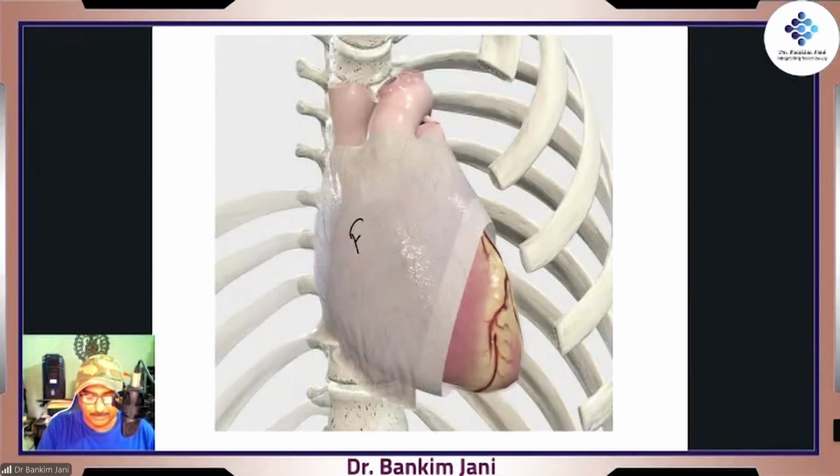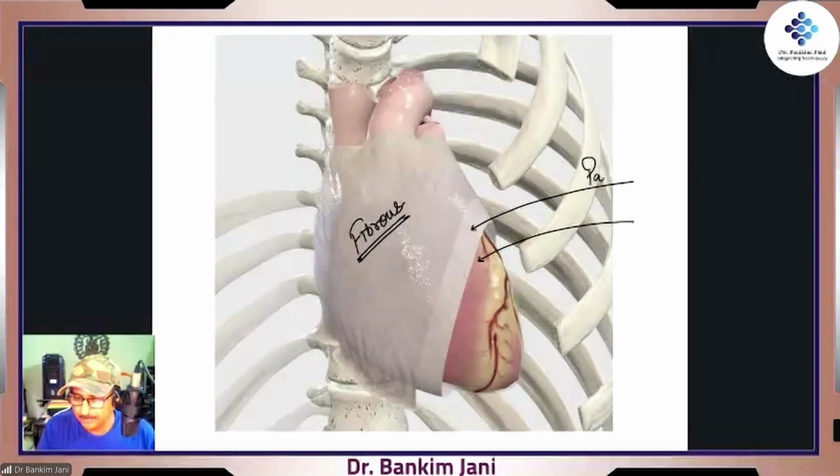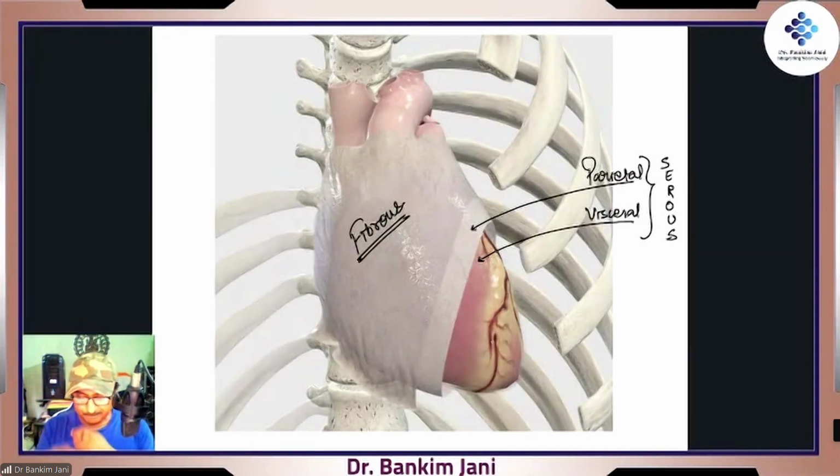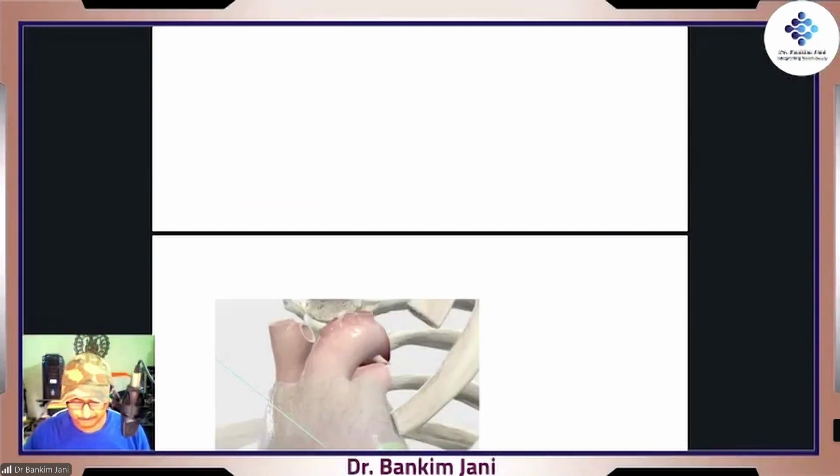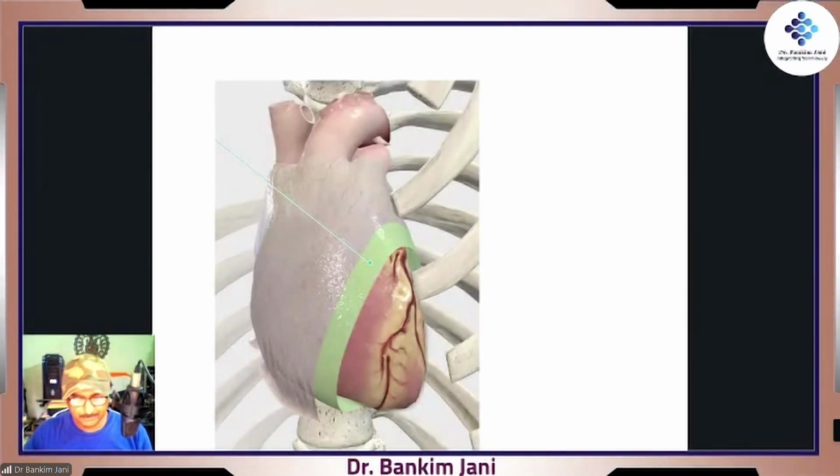Okay. So here it is, just one more view, right? So this outer one is called the fibrous pericardium, right? Then this one and this one. This is parietal, and this one which is connected with the heart is the visceral, and jointly we call that the serous pericardium. Okay? So that's how it forms. Same image.